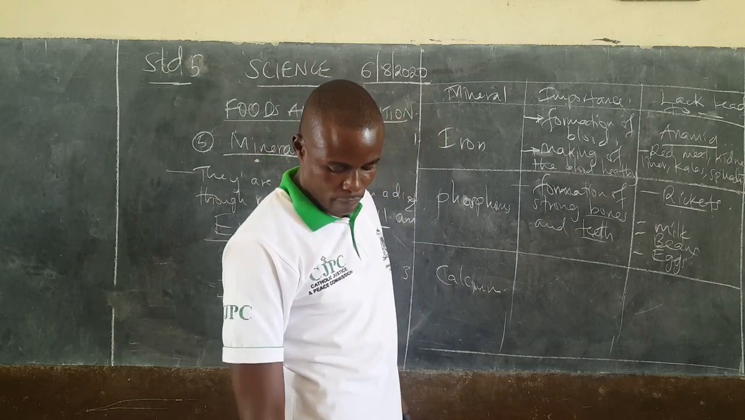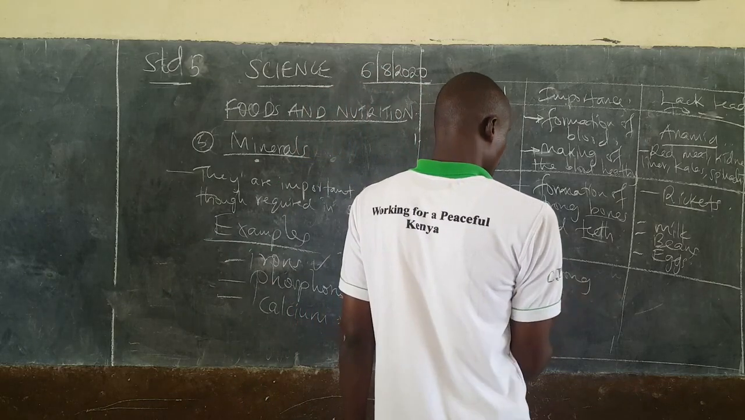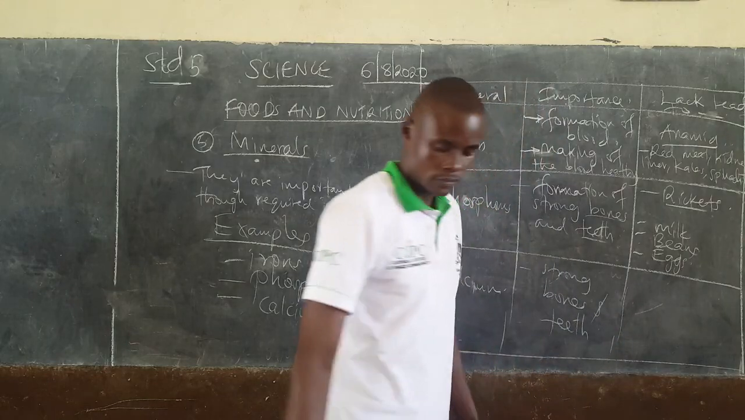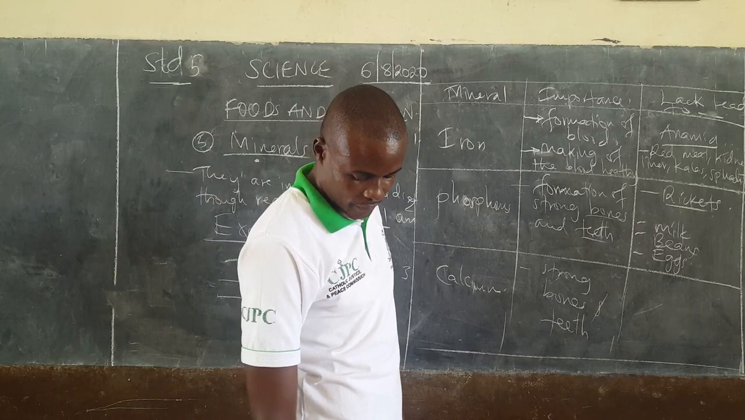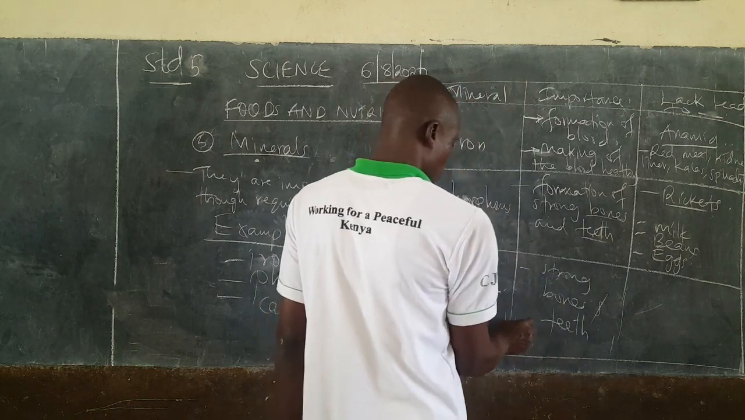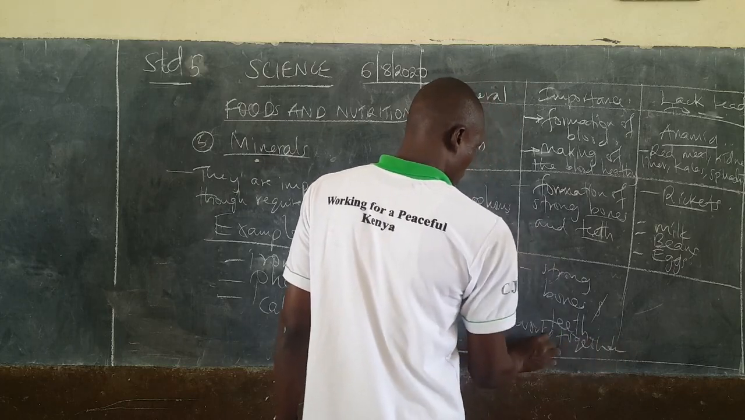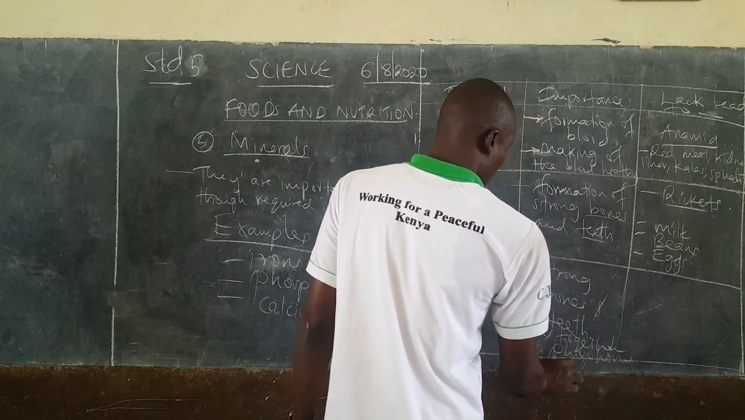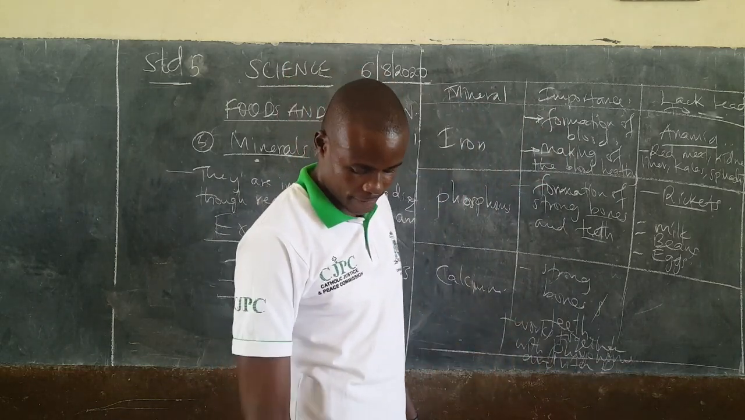And then lastly, it comes to calcium. Calcium is also important in the body for the formation of strong bones and teeth. They work together with phosphorus. Strong bones and teeth. Then it works together with phosphorus and vitamin D. You mentioned that vitamin D is also good for strong bones and teeth.